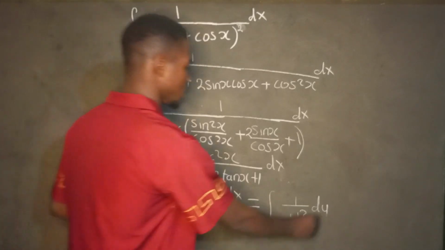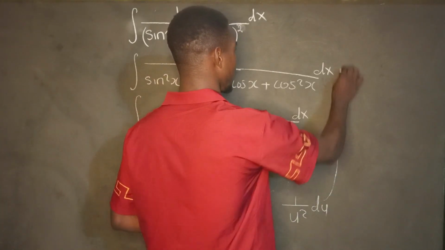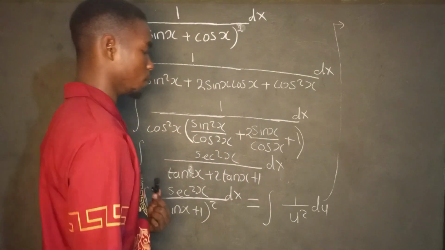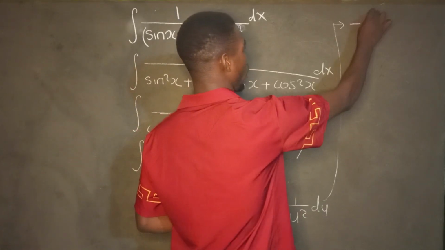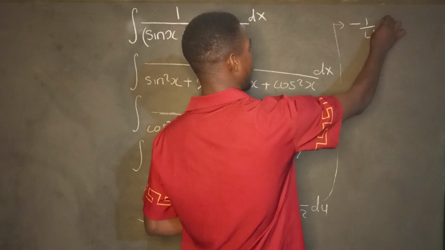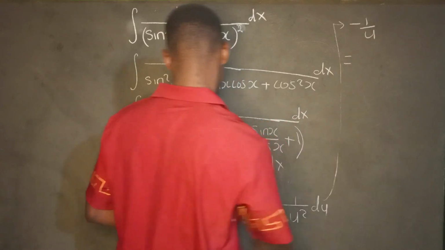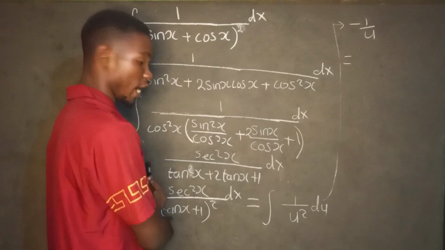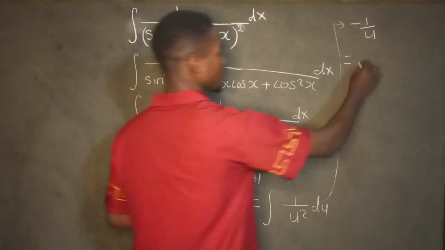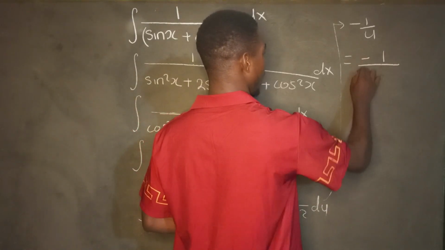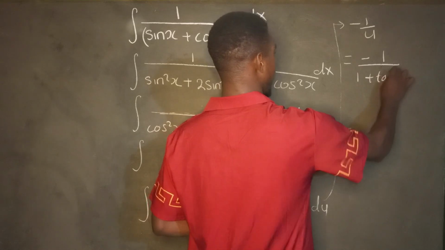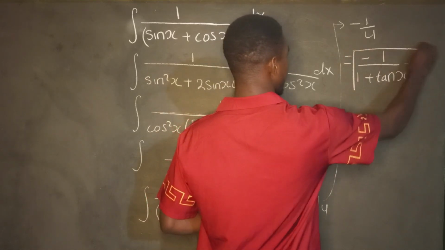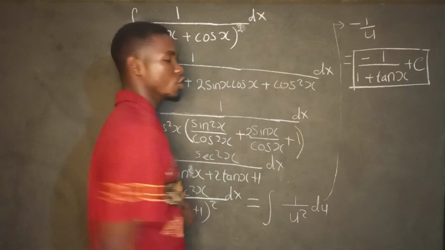If we do this, we're just going to have negative 1 over u plus c. But what is our u? Our u is simply the bottom, which is tan x plus 1. So this becomes negative 1 over (1 + tan x) plus c. This is the value of our integral.